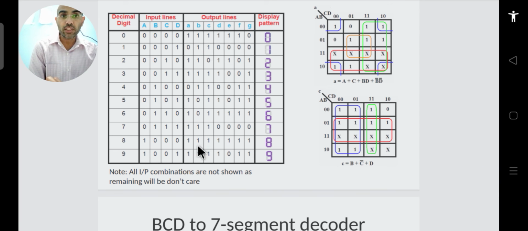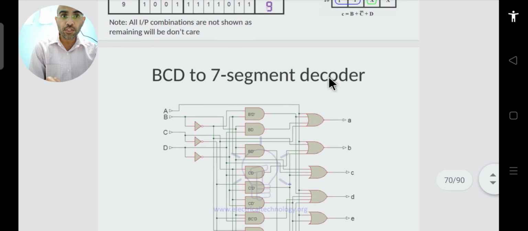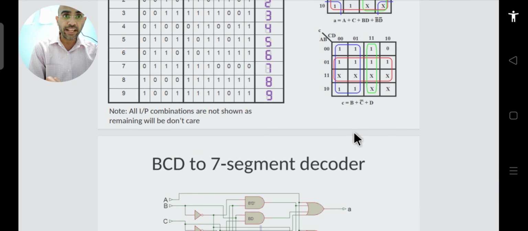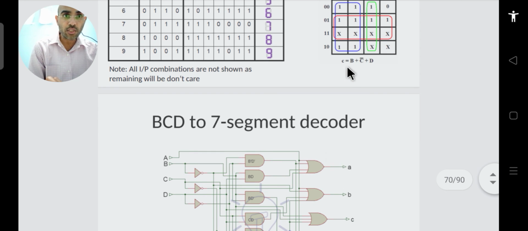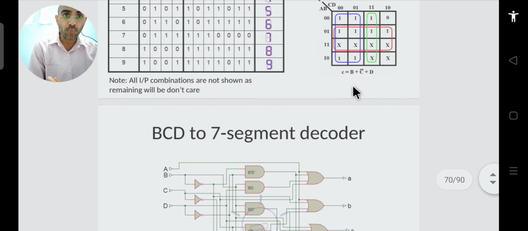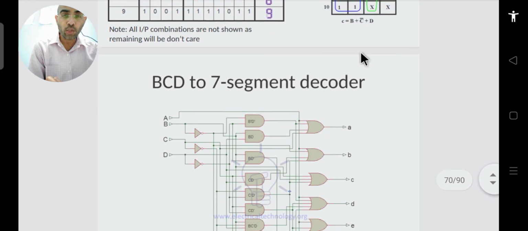So these are all the outputs. Then you write the K-map for each of the outputs, simplify them, get the expression, and after getting the expression you draw its hardware. You can verify the hardware for A and C. The expression for C looks simple, so I'll show this. So C is equal to B plus C complement plus D. So small c is equal to B plus C complement plus D.